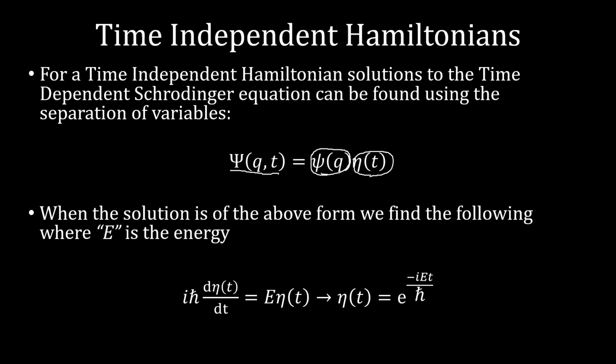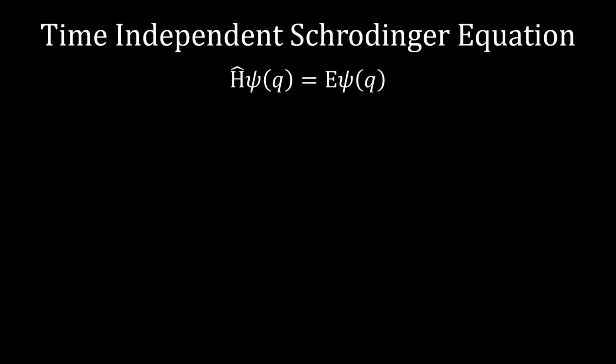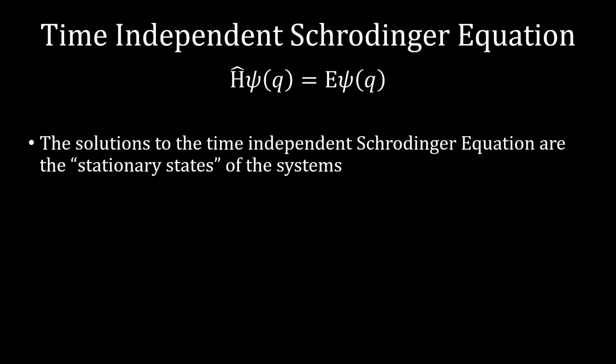When we solve that differential equation, we get that the time part of our wave function is e to the negative iEt over h bar. But then when it comes to the spatial part, we get that H hat psi of q is equal to E, our energy, times psi of q. I'm not going to go over in this video how exactly we get these from the separation of variables. I'm going to release another video that will explain that process. But moving forward, let's talk about that second equation, which is our time-independent Schrodinger equation. And we notice it's an eigenvalue relationship.